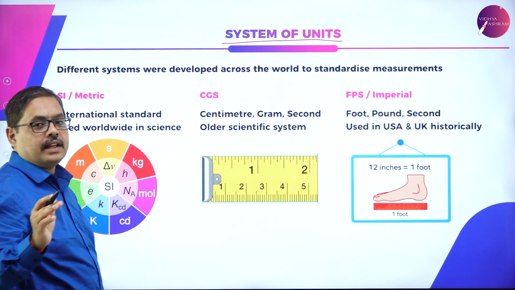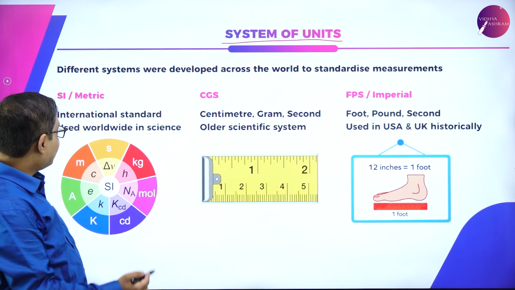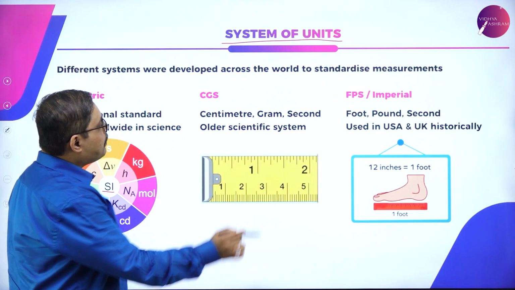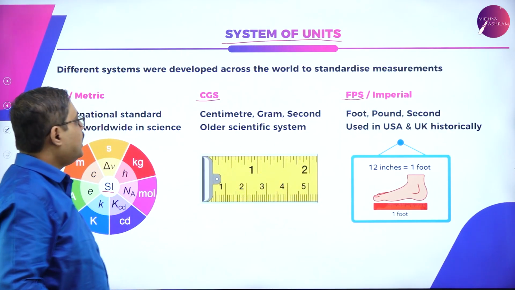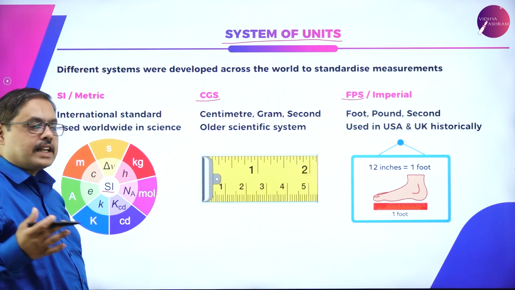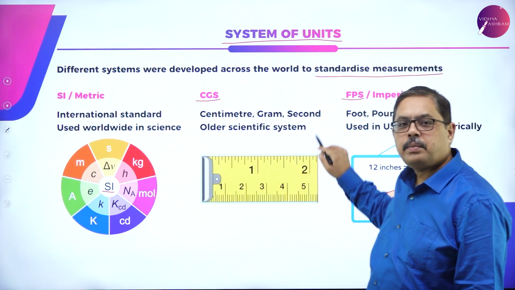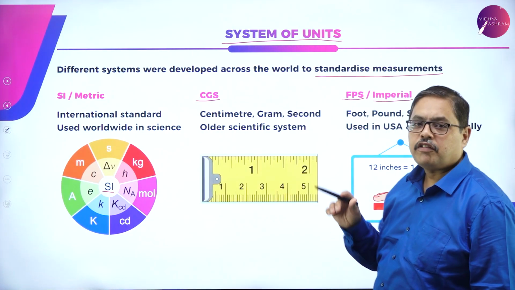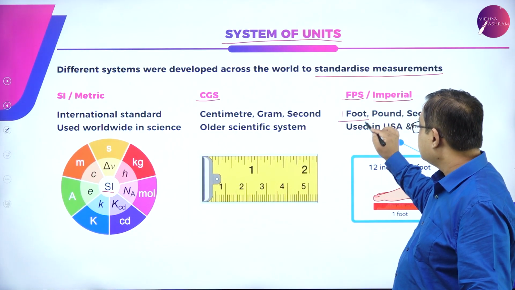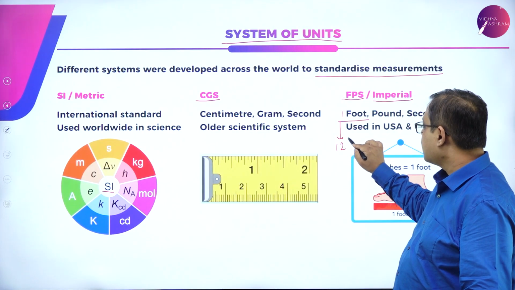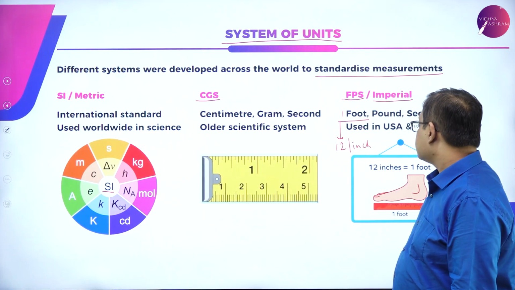Okay, majorly 3 systems of units have been prevalent. If you just check your history books, what are those? The current system of SI units and the previously used CGS and FPS units. So different systems were developed across time periods and across the world to standardize measurements. The FPS or the imperial system was where the foot of the king was taken to be the standard, and it was called 1 foot measurement. It was divided into 12 parts and they were called inches. Okay, so this was one of the standards that was available with us.